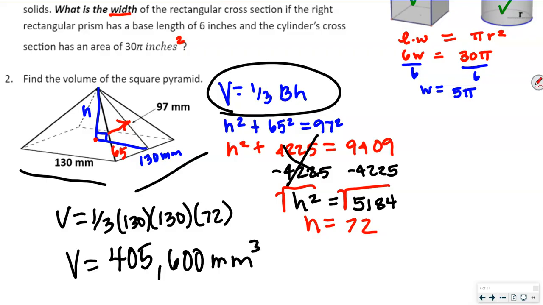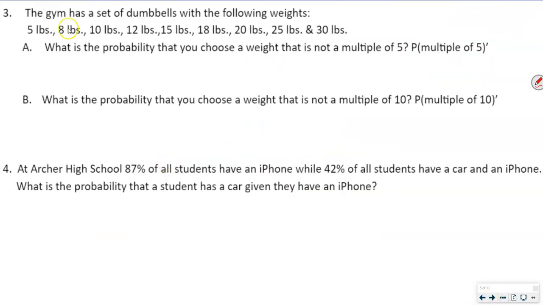Now, don't forget to multiply by that 1/3, because if you do, you're going to get it wrong. And remember, we never use slant height as the height. The height of this object is in the center of the object, okay? And it's a pyramid.